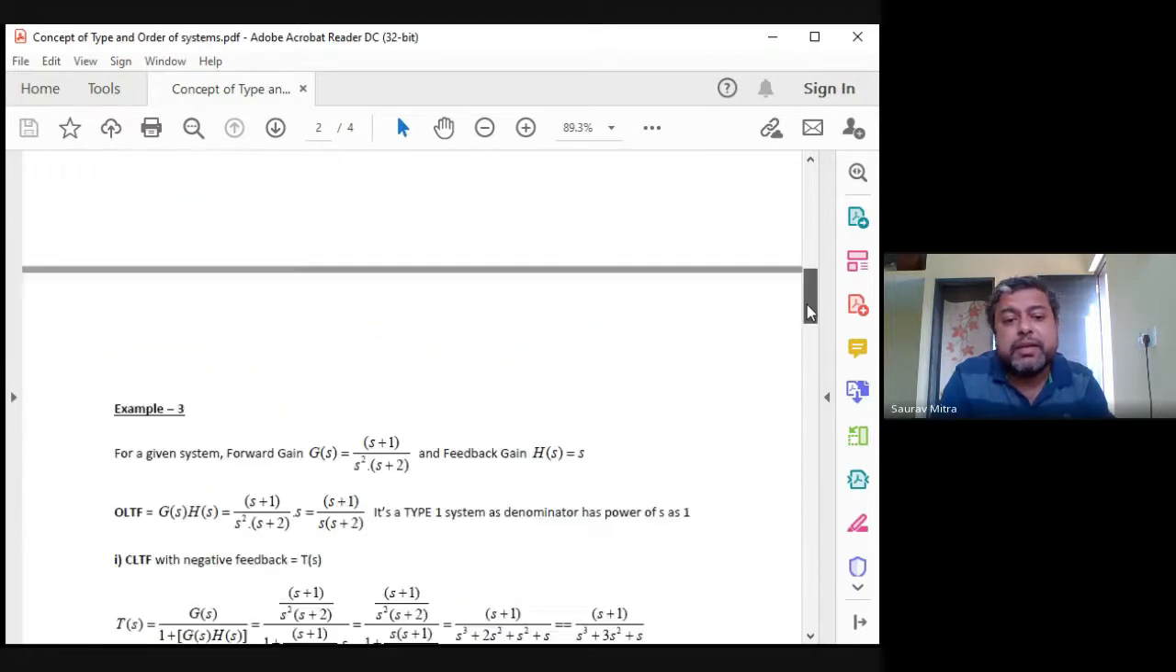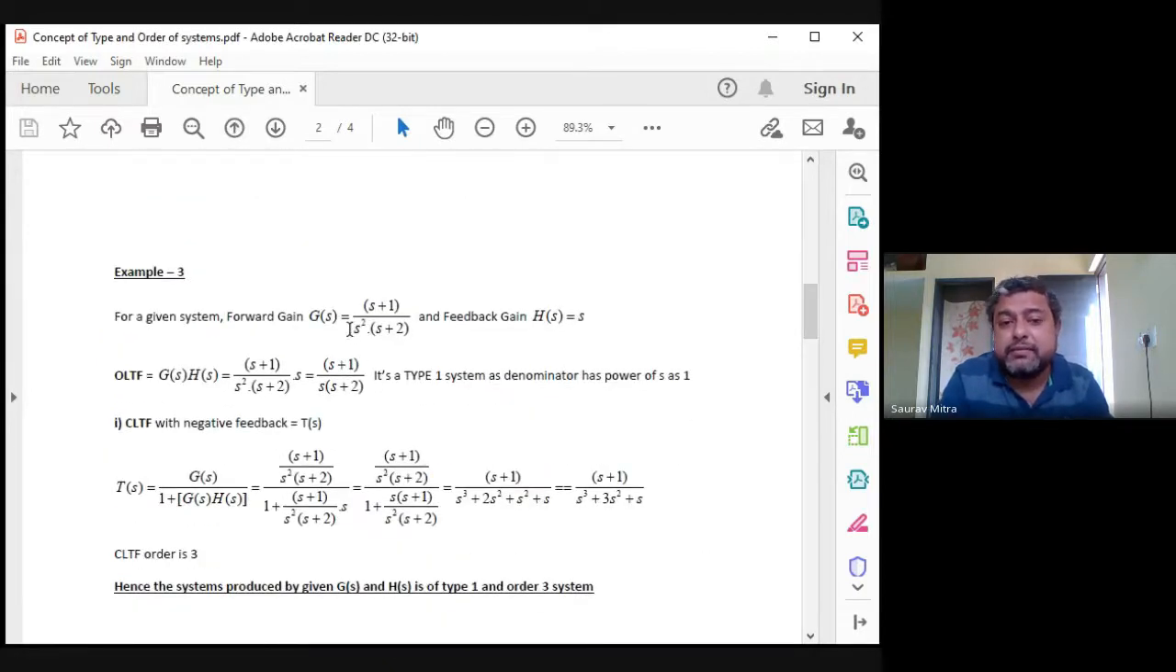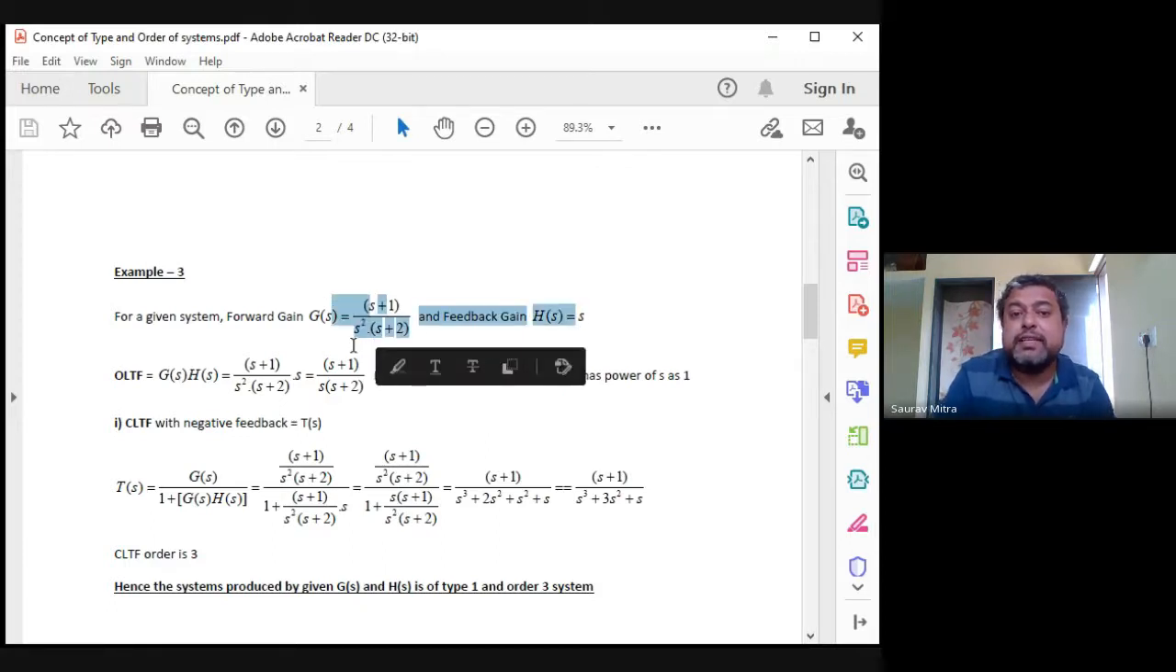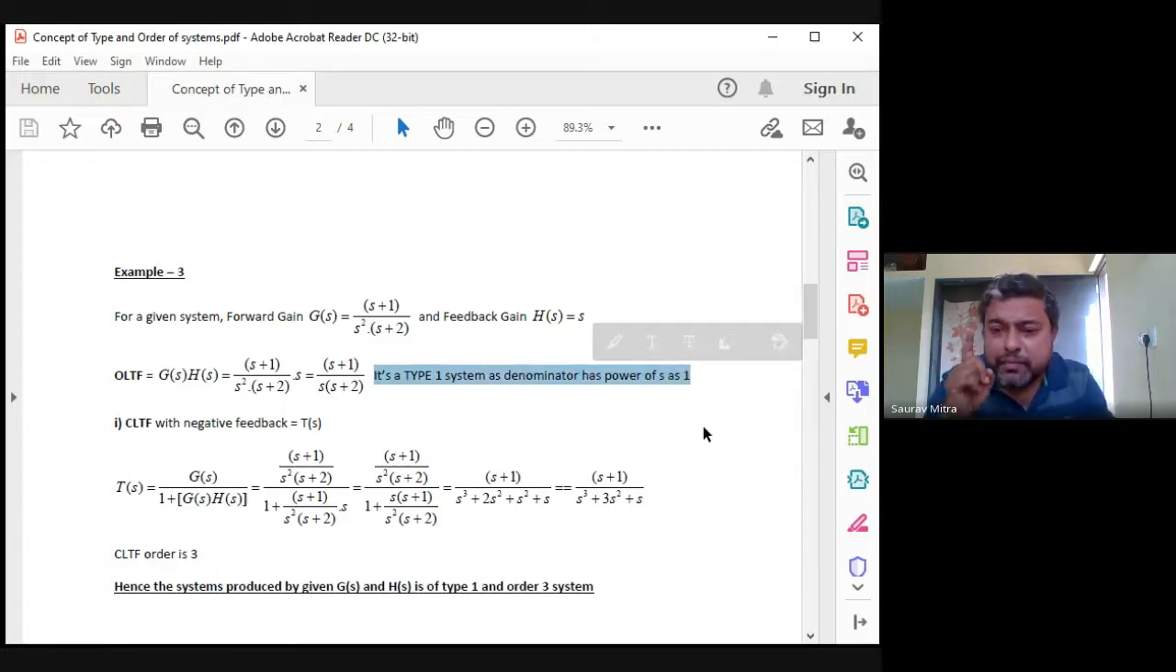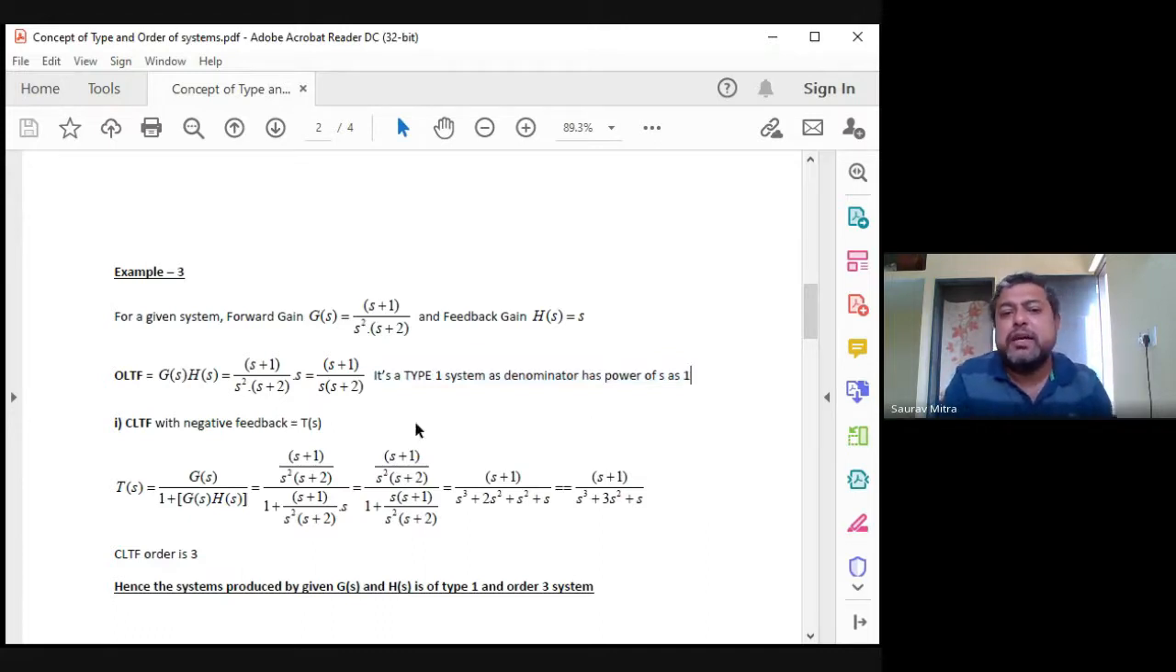ओके, नेक्स्ट न्यूमेरिकल, जीएस में दो एस है, बट एचएस इज एस, सो ये वाला एस और ये वाला एस, नीचे वाला एस कैंसिल हो रहा है. सो इफ यू आर जस्ट सेइंग जीएस एचएस, हाउ मेनी सेपरेट एस आर देयर एट द डिनोमिनेटर? वन. समझ में आ रहा है? सो इट इज रिटन हियर, टाइप 1 सिस्टम एज डिनोमिनेटर हैज पावर ऑफ एस एज 1, मतलब एक ही सेपरेट एस है. That's why this is called as a type 1 system.